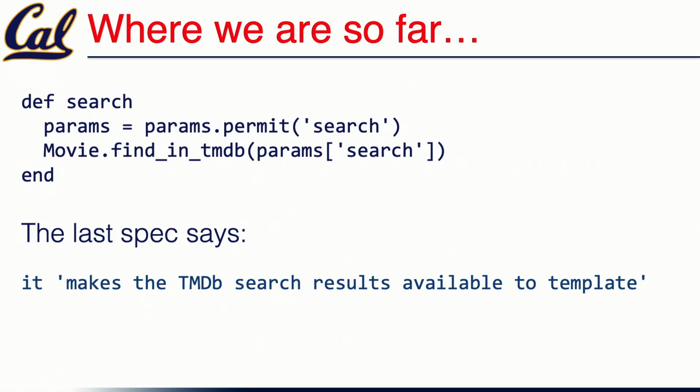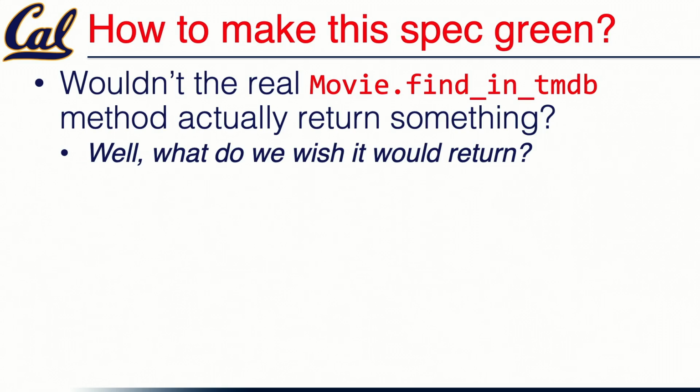available to the template. Okay, so obviously at this point, we would have to care about the return value because right now there's no information that's available to pass to the template. And this is where we finally have to deal with the question of what the real movie find in TMDB method, when we someday get around to writing it, would actually return. And so far, our tests have been written not really caring about that fact and glossing over it. So again, going back to the code we wish we had concept, what do we wish it would return?